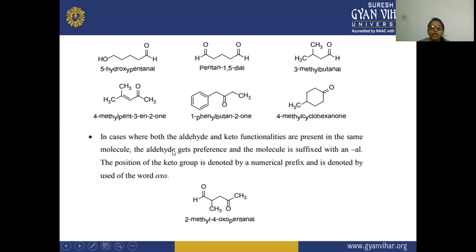In case both the aldehyde and ketone functionality are present, how will we name it? Here the aldehyde will get the preference first, and it is suffixed with al, and the ketone will be denoted by a numerical prefix and is denoted by oxo. So here 2-methyl-4-oxopentanal.